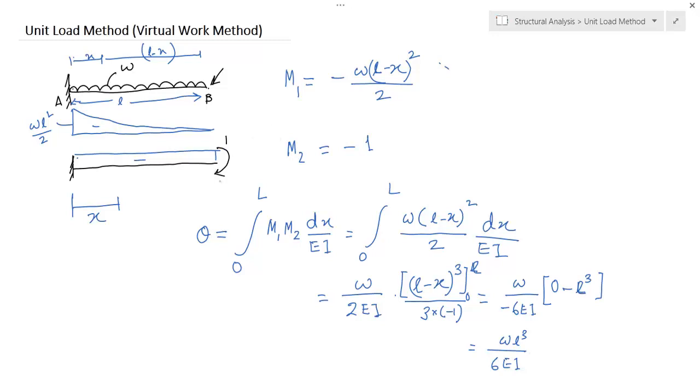You are applying a hogging moment and get the slope positive, so it means the slope is in the direction of the applied moment. That is, in the cantilever beam, the slope is this slope. This is W L cube by 6 EI.